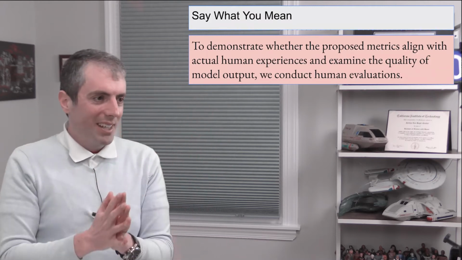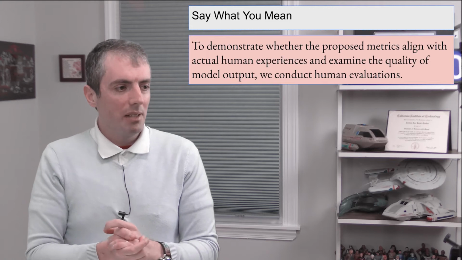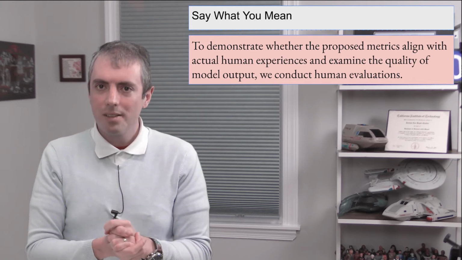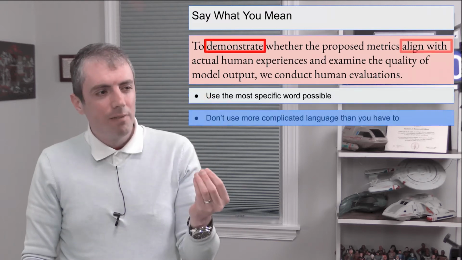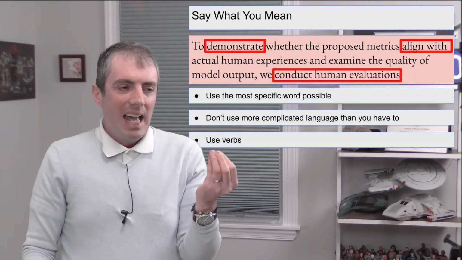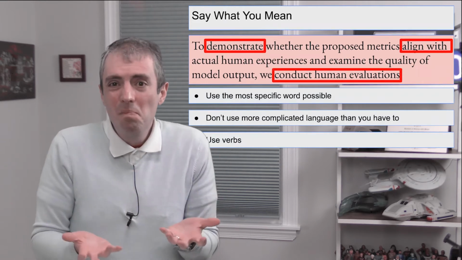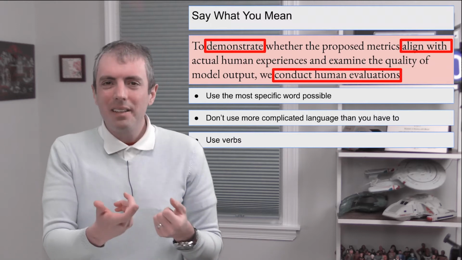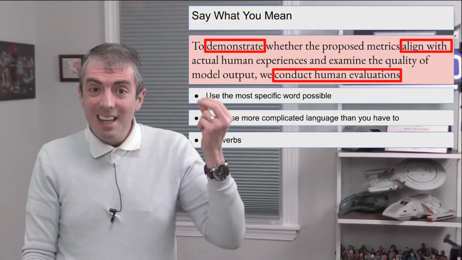Let's see an example of this. "To demonstrate whether the proposed metrics align with actual human experiences and examine the quality of model output, we conduct human evaluations." So this is a lot of complicated prose with unspecific verbs. The language is more complicated than it needs to be, and there are verbs like conduct that mean nothing. You could replace this with do. We do human evaluations. So use verbs that actually convey the meaning.